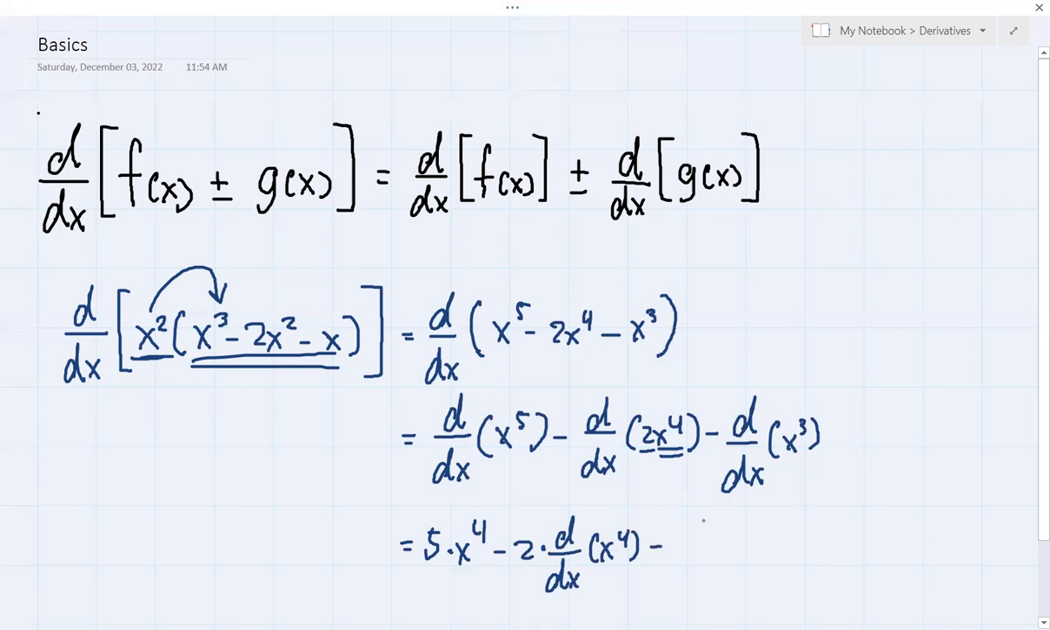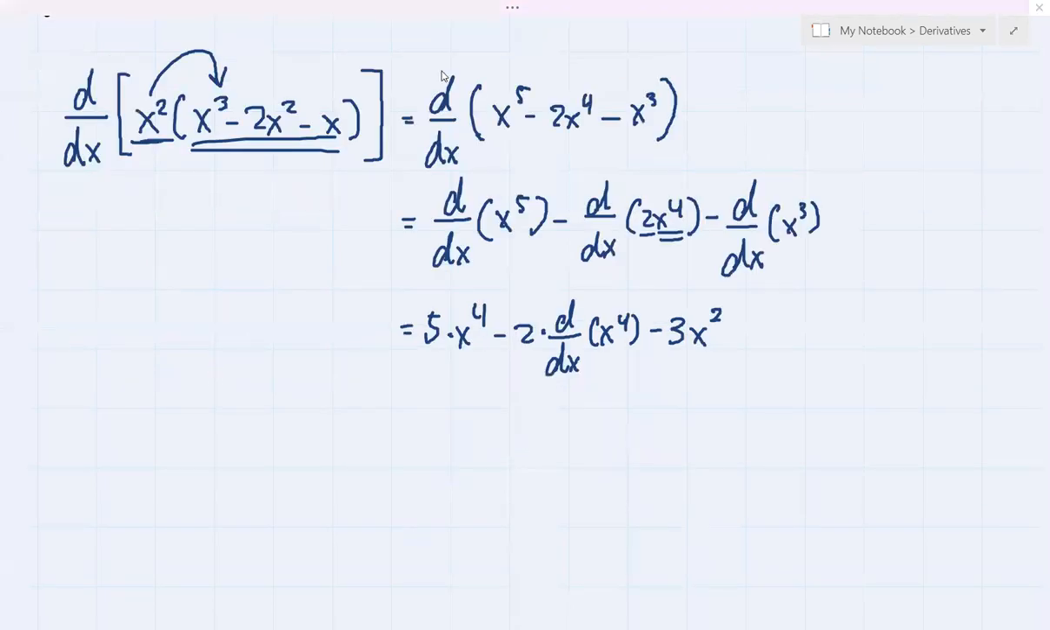Ngayon, sa last term, meron tayong x cubed. So, anong derivative nito? We will use power rule pa rin. So, magiging, copy the exponent, 3, then copy the given, x cubed. Tapos yung exponent part, i-subtract mo ng 1. So, 3 minus 1 is 2. Ayan. So, we're not done yet because hindi natin nakuha yung derivative ng x raised to 4 sa second term. 5 times x raised to 4, so 5x raised to 4. So, minus 2 times. Anong derivative ng x raised to 4?